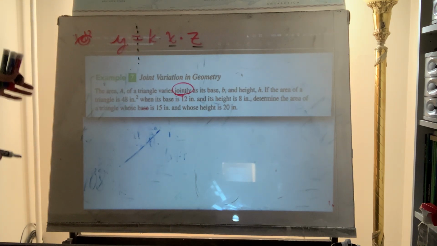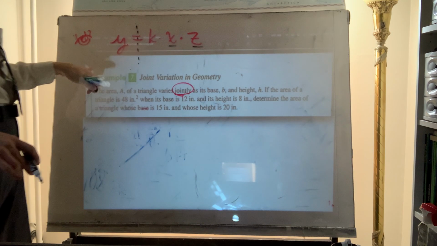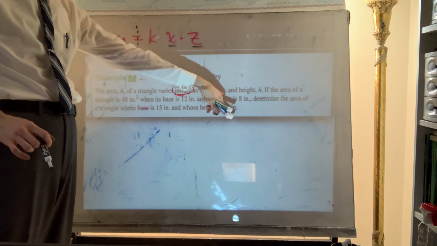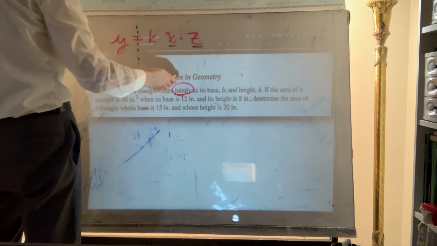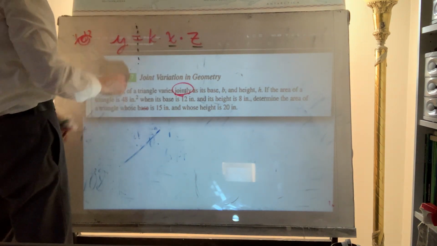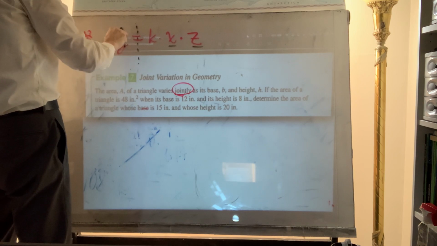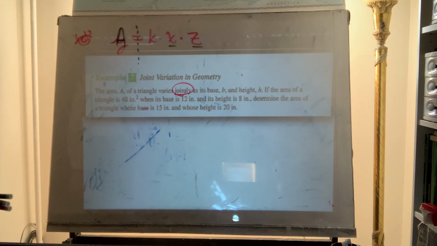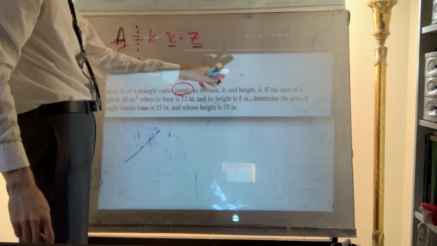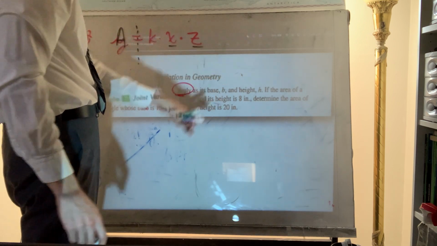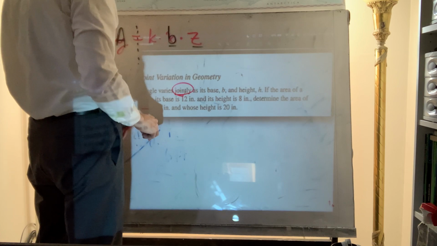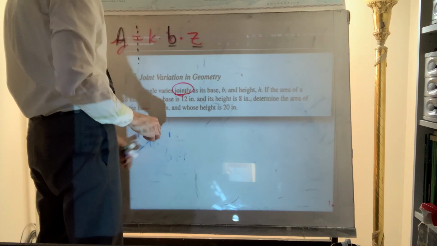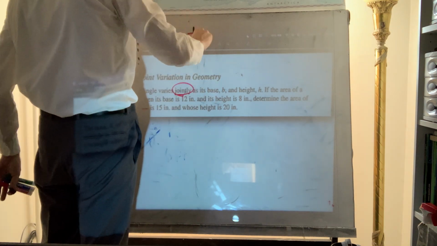All right. And we have to tweak this problem to incorporate the letter variables that they are using. So if its area varies jointly, then in place of y, we're going to stick A. Right. And if it's jointly as its base B and height h, you could just put a B in place of x, and an h in place of z.